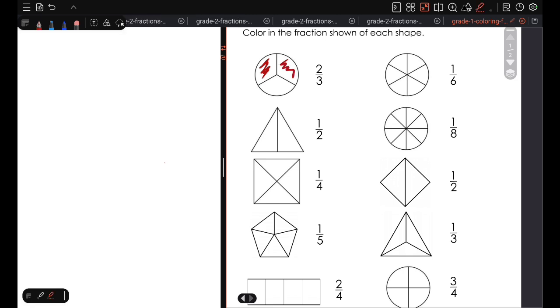This one I have 6 parts, 1 2 3 4 5 6, so 6 parts I have. I want to color how many parts? I want to color 1 part out of 6, so this is 1/6.